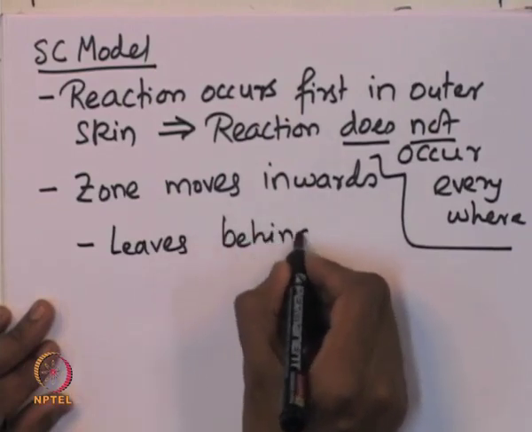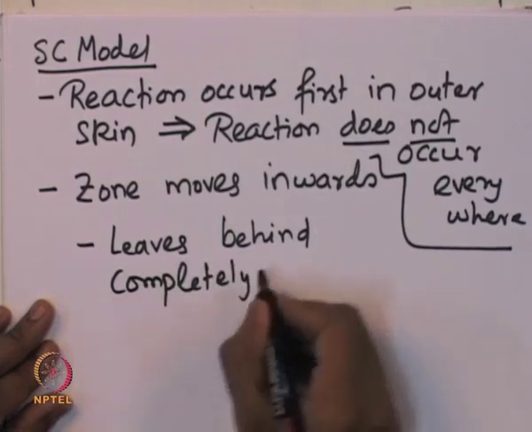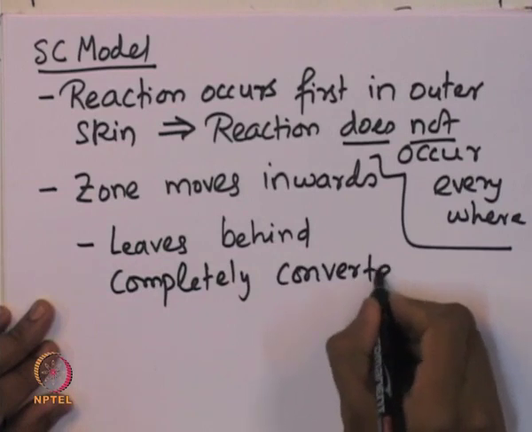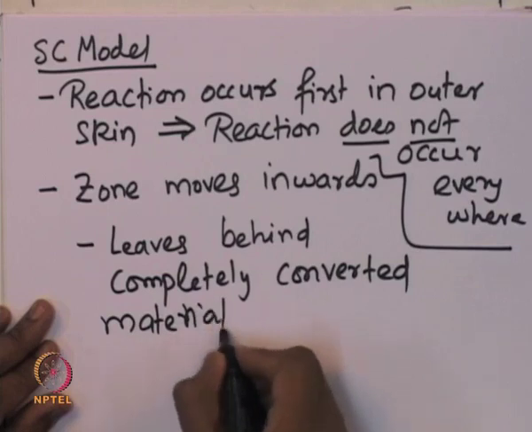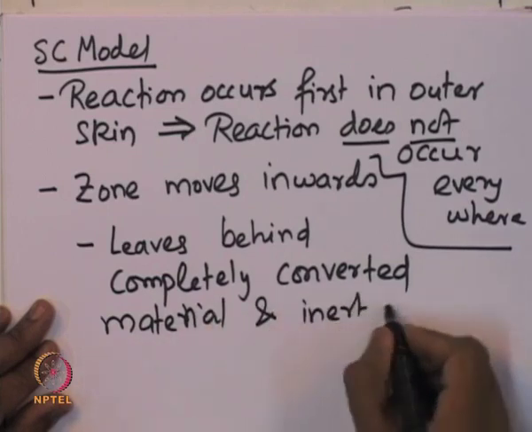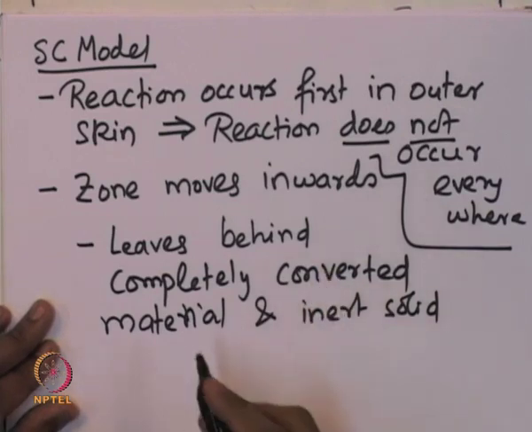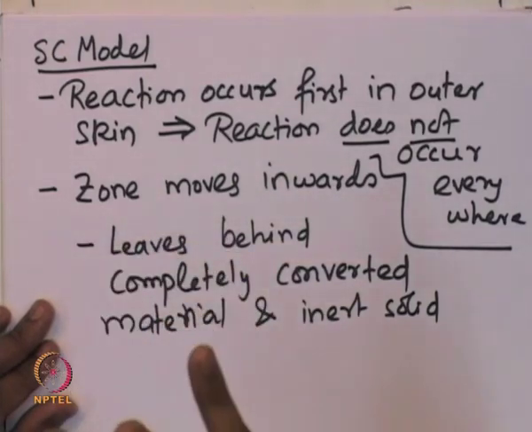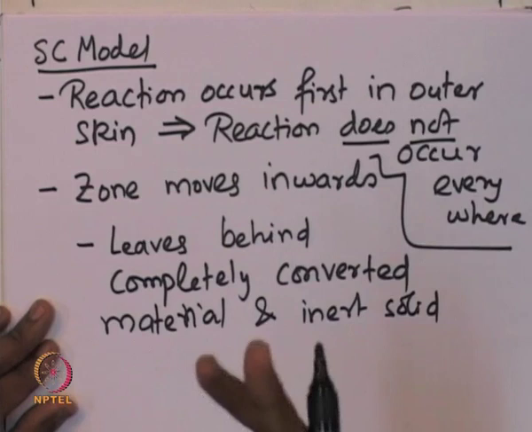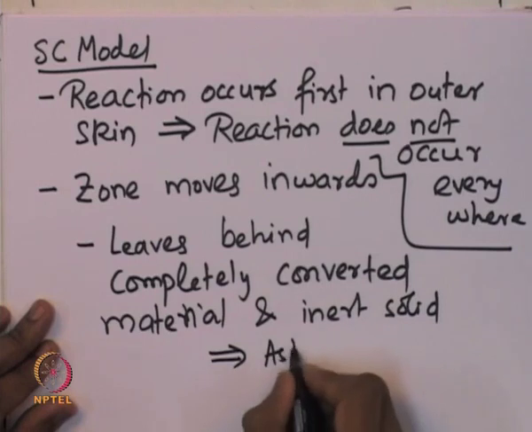behind the completely converted material. So, it leaves behind the completely converted material and also some of the inert solids which may already be present in the solid core. So, the converted products are now assumed to stick back into the solid core, and whatever inert solid is unreacted will also stick back in the solid core. And so, these two together are termed as ash.